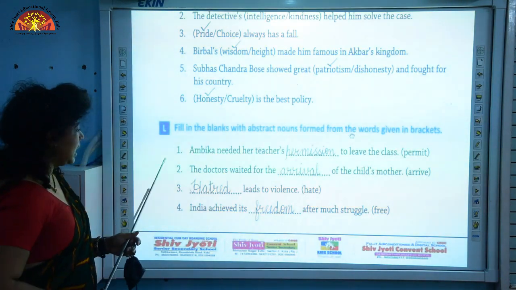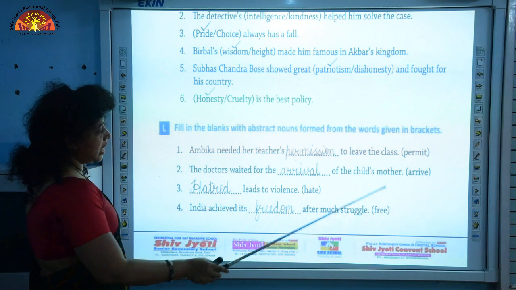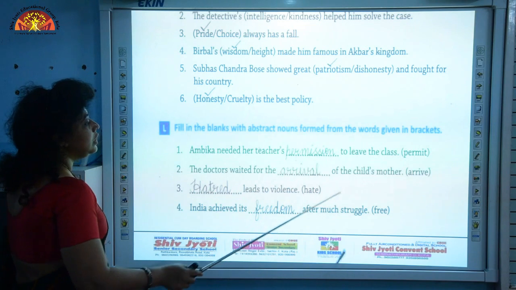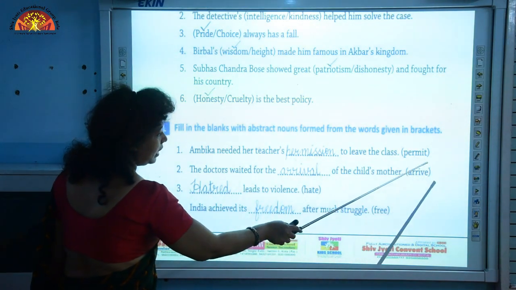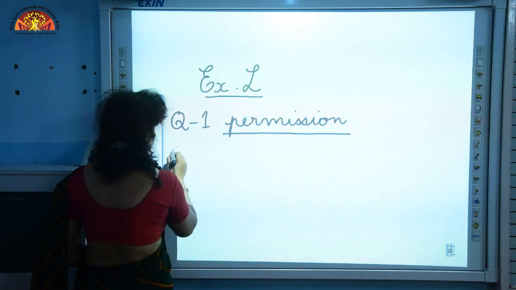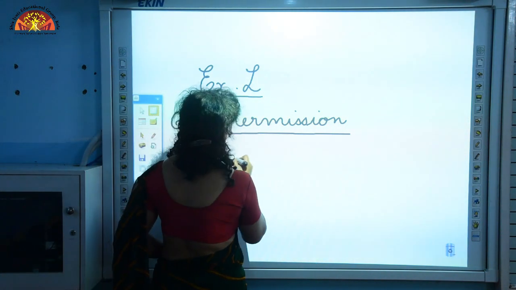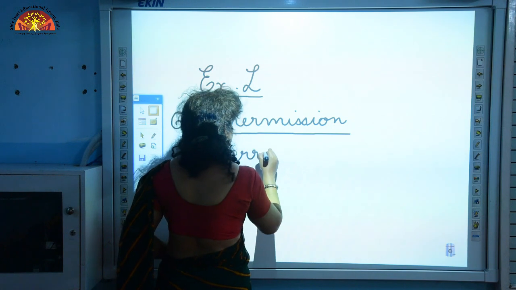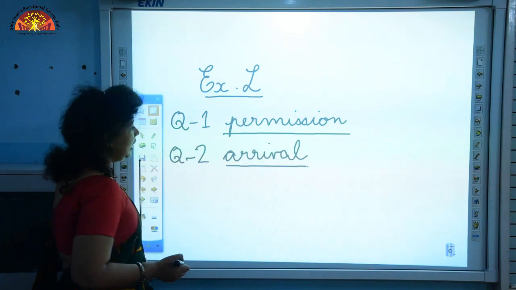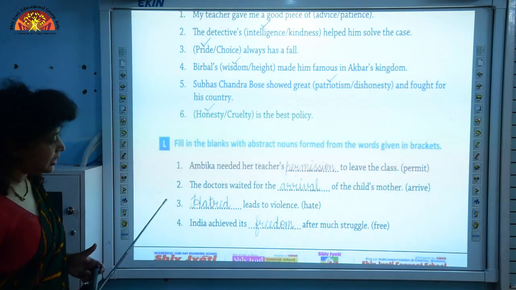Let us now come to the next question. The doctors waited for the dash of the child's mother. We have to form an abstract noun from the verb arrive. The verb arrive will become the abstract noun arrival. A-R-R-I-V-A-L. So children, I want you to do the rest of the exercise in the same way.